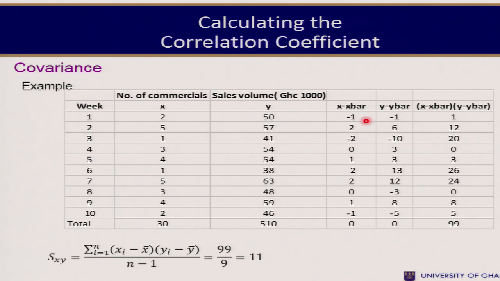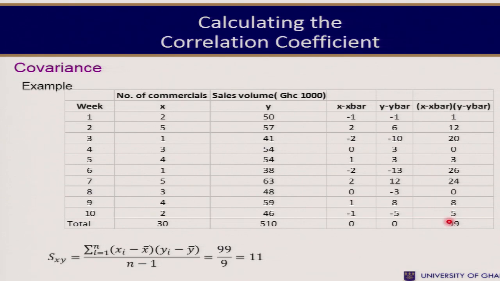Then in the next column, we multiply x minus x bar scores with y minus y bar scores. So we have negative 1 times negative 1 giving us 1, 2 times 6 giving us 12, negative 2 times negative 10 giving us 20, and so on down to sample number 10, that is negative 1 times negative 5, that gives us 5. The summation of that gives us the numerator value, which is 99, divided by n minus 1, which is 99 over 9, that is 11. That gives us the first part, which is the Sxy.